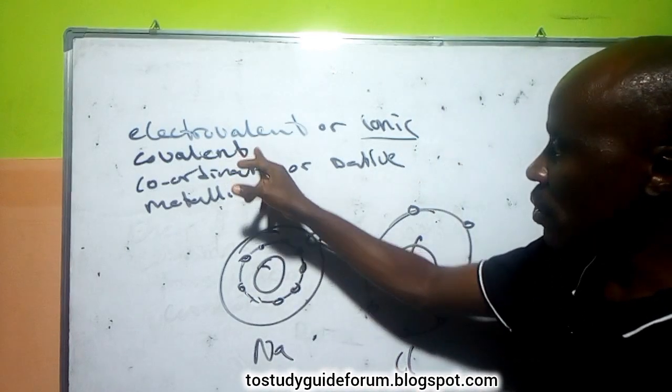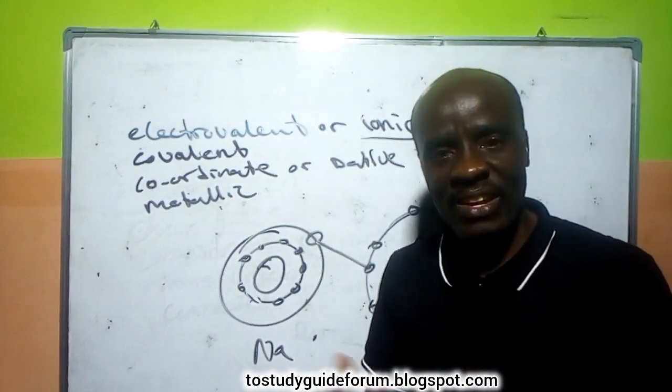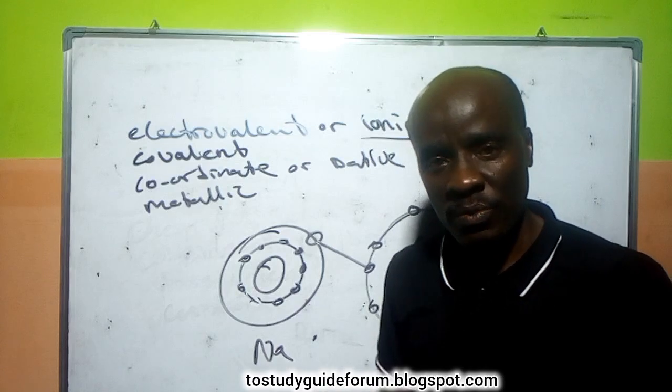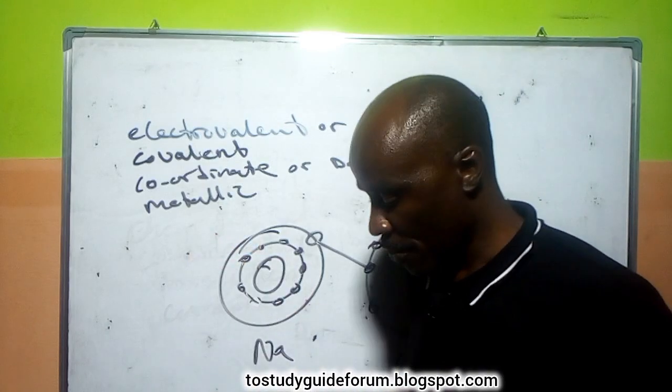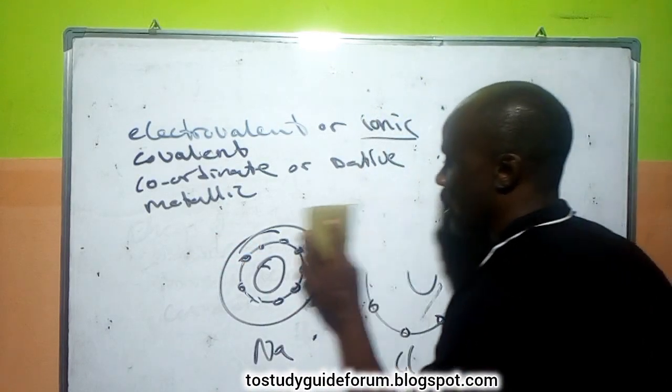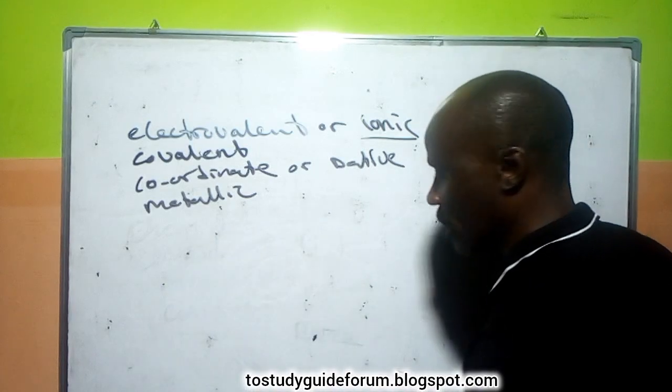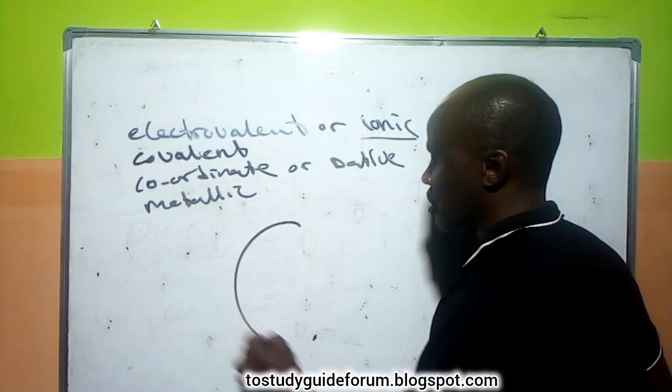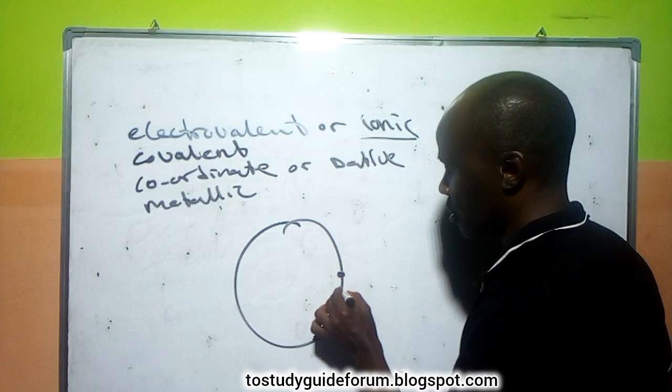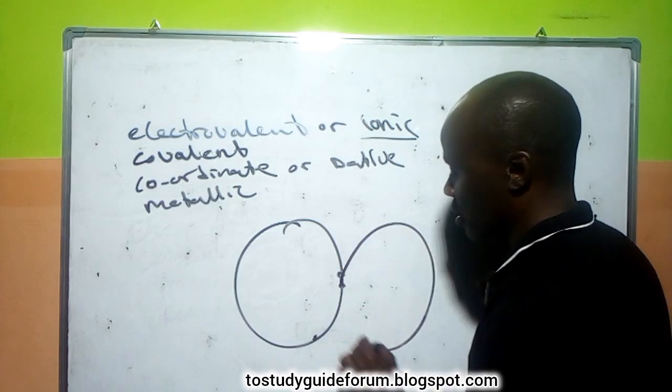Now we'll go back to the covalent bond. Covalent bond is more like sharing of electrons. They share electrons. For example, where we have chlorine atoms, they come and share the electrons. Both of them will share it in this form.